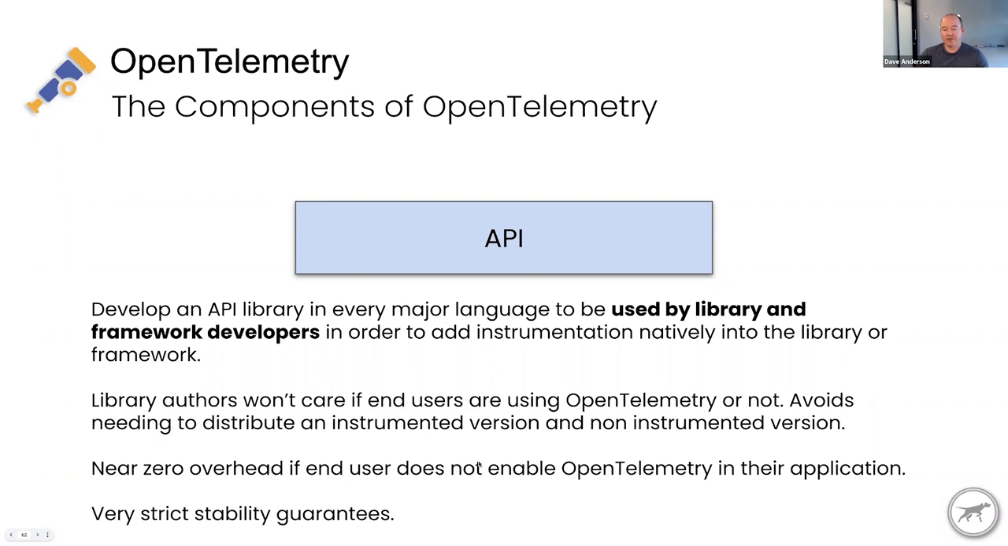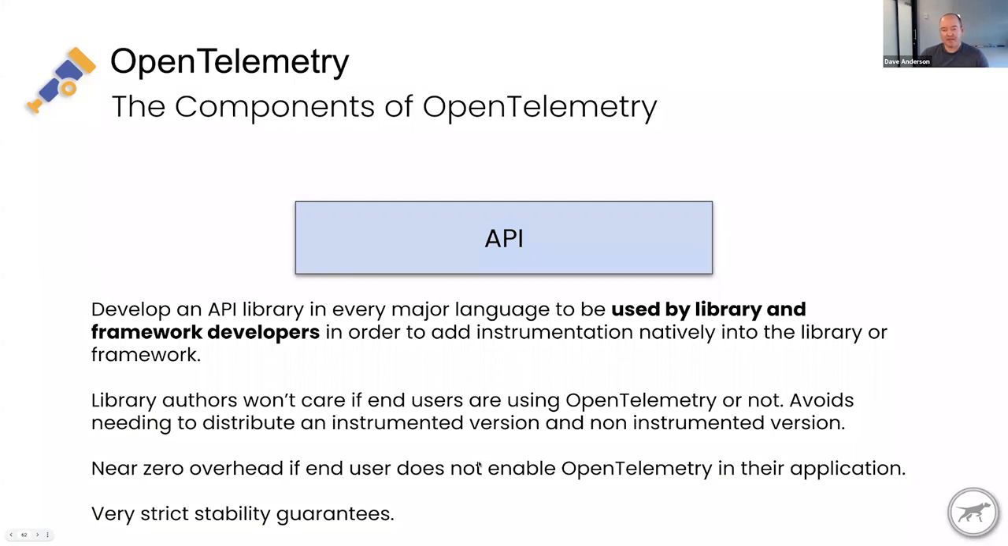And if an end user is not actually collecting the OpenTelemetry data from this library or framework, it will not have any overhead, and they won't need to distribute an instrumented version of their library or framework and a non-instrumented version of the library or framework. This is completely transparent whether you're collecting the OpenTelemetry data from this library or framework or not. And it's zero overhead if the user does not enable OpenTelemetry in their application. And it provides very strict stability guarantees.